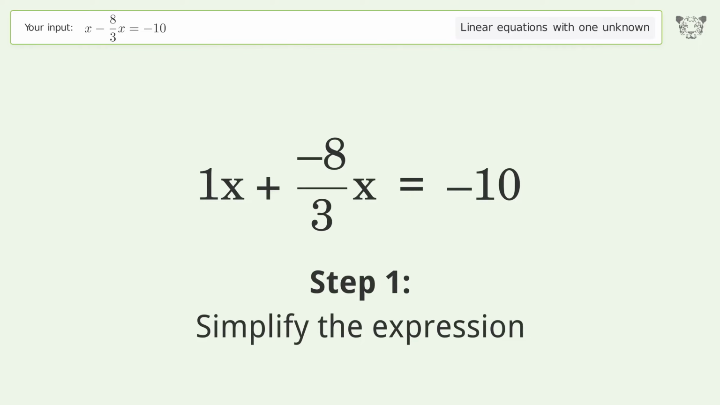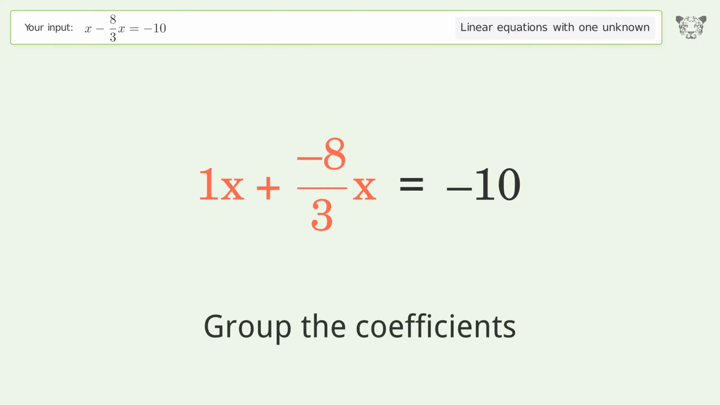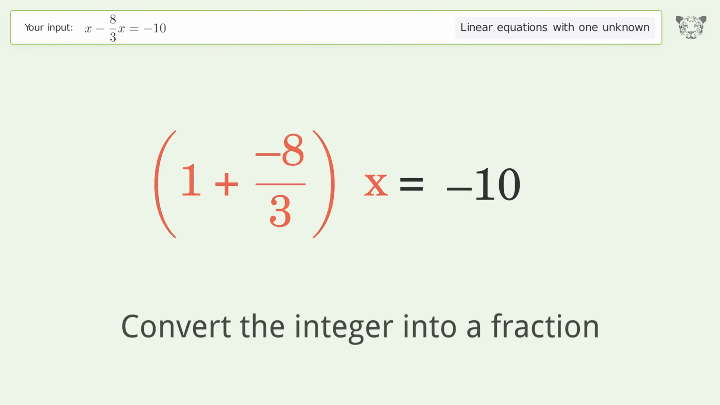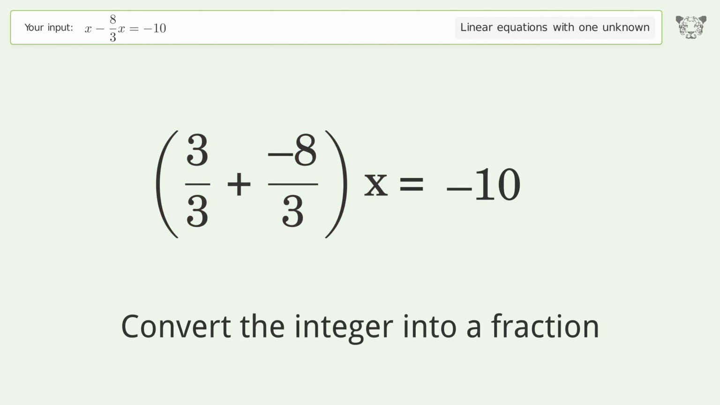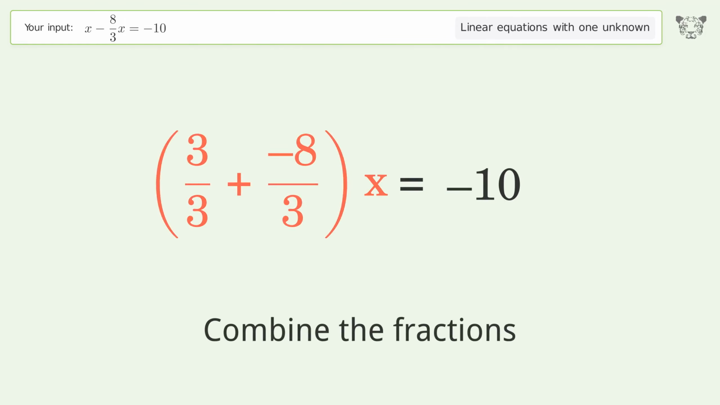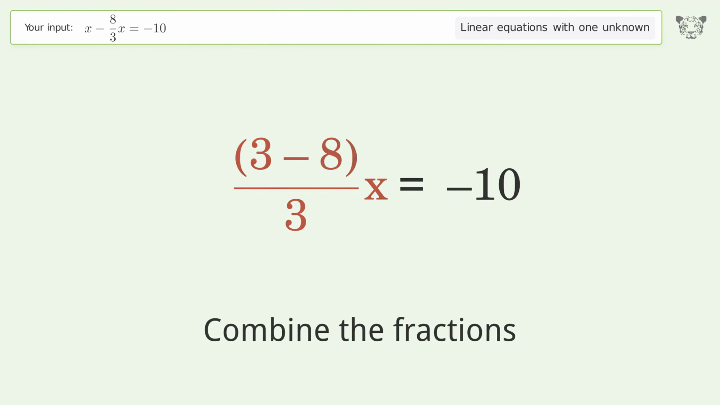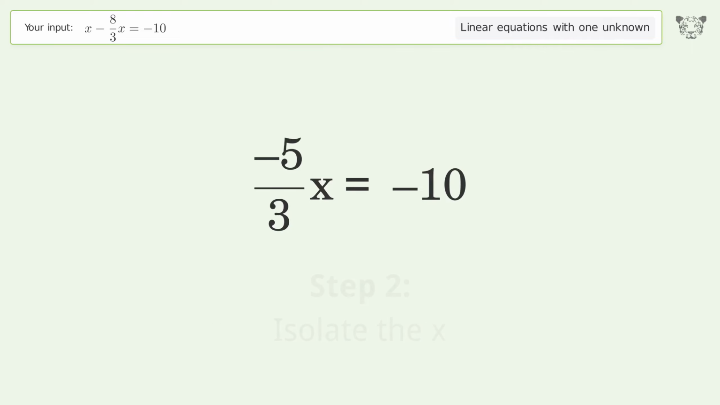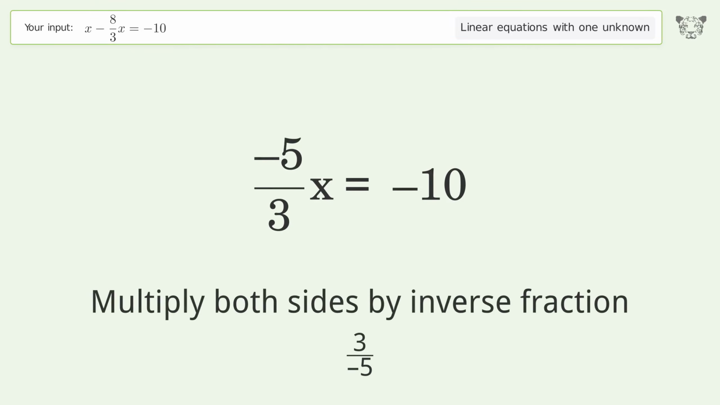Simplify the expression. Group the coefficients. Convert the integer into a fraction. Combine the fractions. Combine the numerators. Isolate the x. Multiply both sides by inverse fraction 3 over -5.